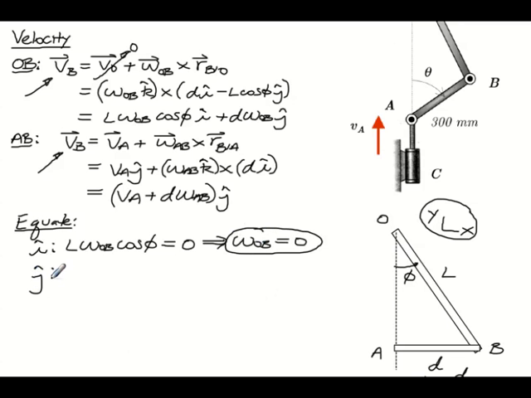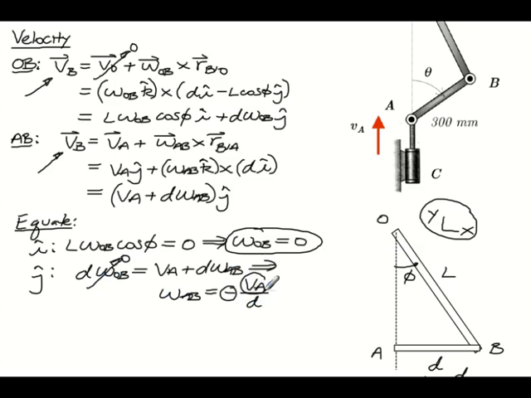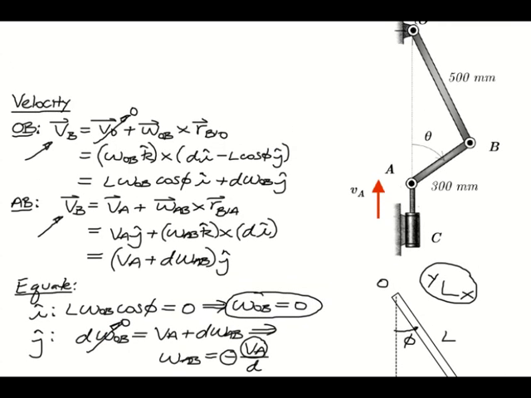J component. The j component says that from the first equation, you get d omega OB, which is balanced out with VA plus d omega AB from the second equation. I just saw that omega OB is a 0. So from this equation, I get that omega AB, the angular velocity of link AB, is a minus VA over d. Okay, so the negative sign here, first I should say that VA is a plus 0.4.